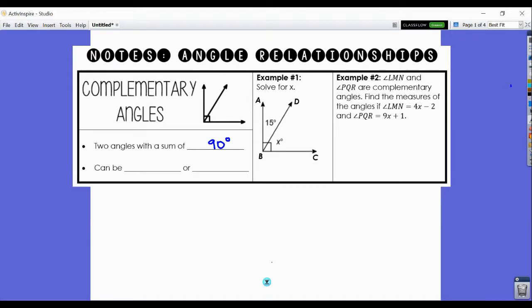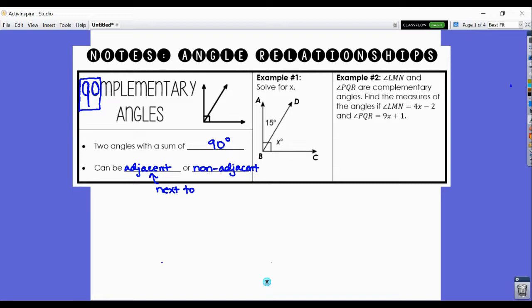They can be adjacent or non-adjacent. What adjacent means is that it's next to. Non-adjacent would be that it's not next to. To help you remember it adds up to 90, I use the word itself, complementary. I turn the C into a 9, and the O is going to be my 0, and that makes a 90. So that helps me remember that complementary means adding up to 90.